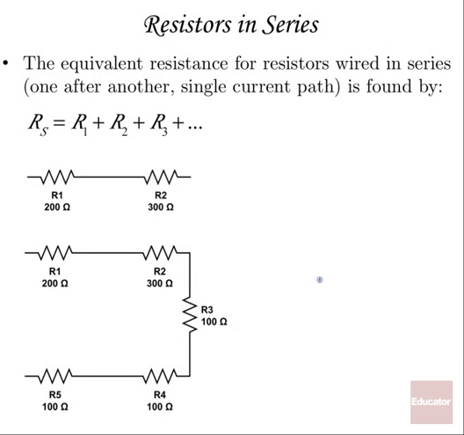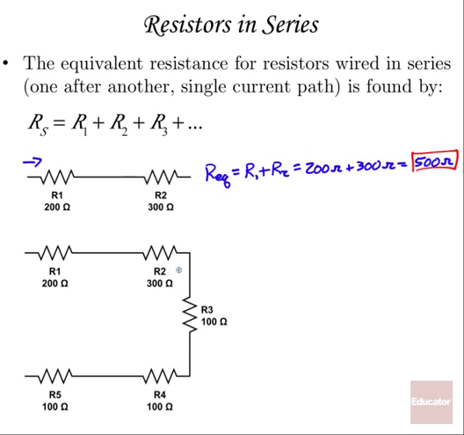So if we talk about resistors in series, circuits have one single current path. For example, if we have current flowing to the right through these two resistors, we have one current path. That's a series circuit. The equivalent resistance for resistors wired in series is found by just adding up the individual resistances. So for this example, the equivalent resistance, R equivalent, is going to be R1 plus R2. And if we had more resistors, we'd keep adding them. In this case, that's going to be 200 ohms plus 300 ohms for an equivalent resistance of 500 ohms. Just add them up. That's simple.